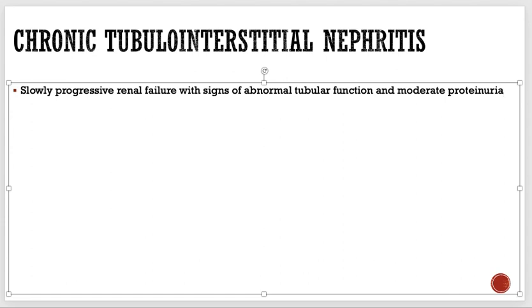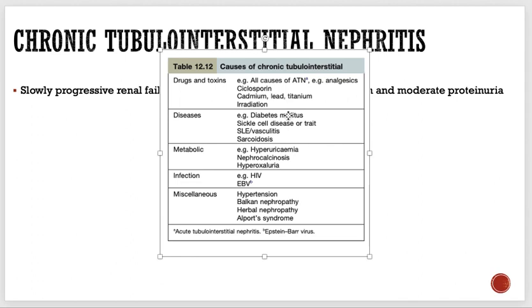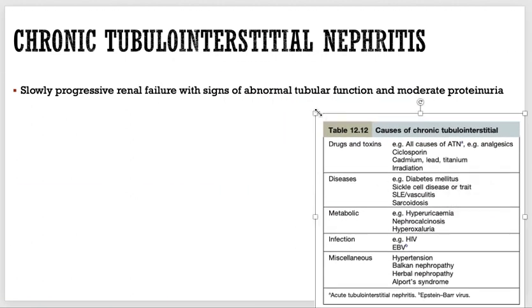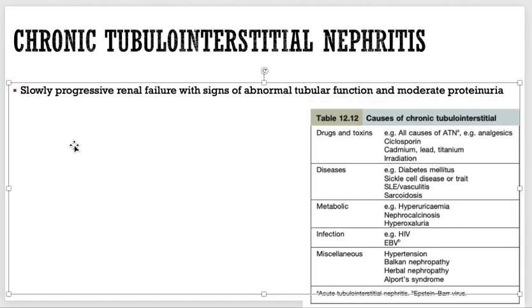There are different causes of chronic tubulointerstitial nephritis. You can see from here. What you can see over here is drugs and toxins, diseases like diabetes, sickle cell disease, SLE, vasculitis, sarcoidosis, metabolic conditions, infections, and other causes like hypertension, Balkan nephropathy, herbal nephropathy, Alport syndrome.